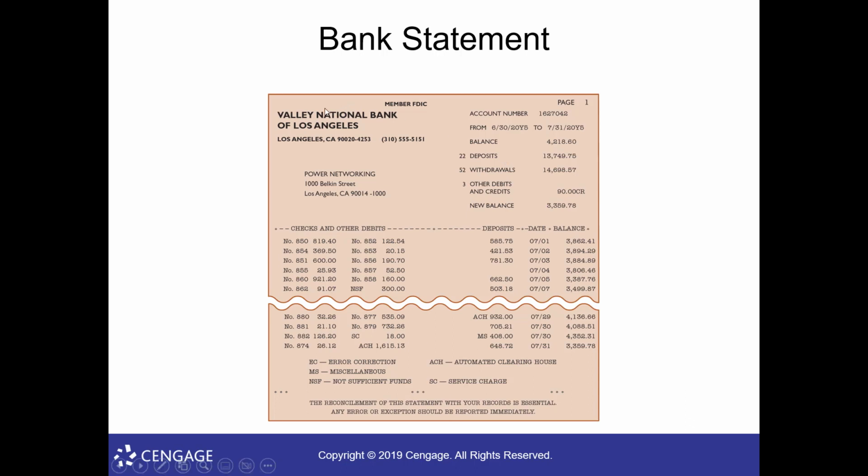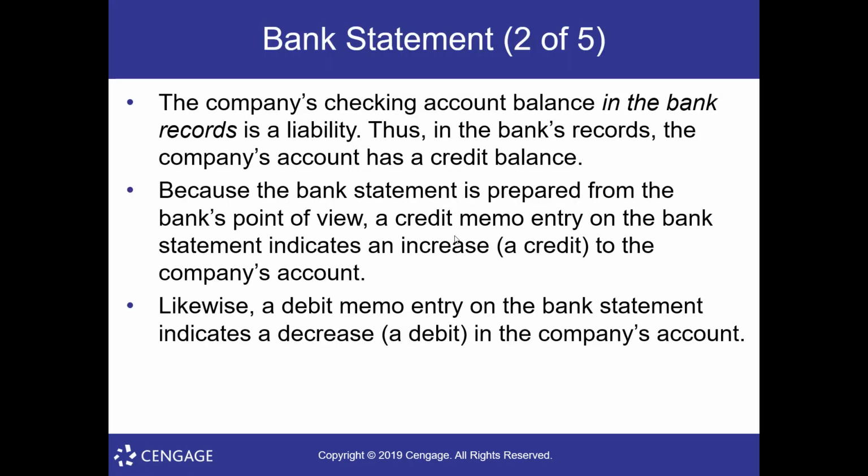As you can see, this is the name of the bank, the location, the account number, the date, the balance, how many deposits, how many withdrawals, how many other debits and credits, and what the ending balance is. Then it lists check numbers and the amounts. Non-sufficient funds we'll talk about. There are also errors and miscellaneous items. ACH is automatic clearinghouse, which means electronic payment. And service charges are what the banks charge you to manage the checking account.